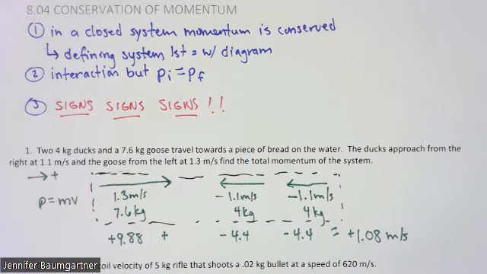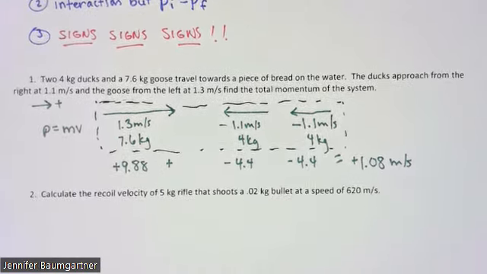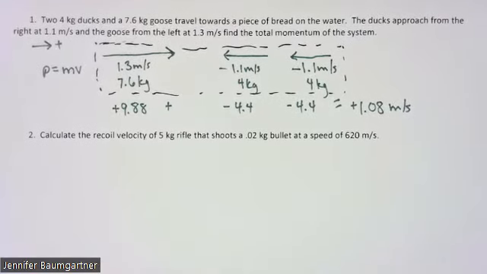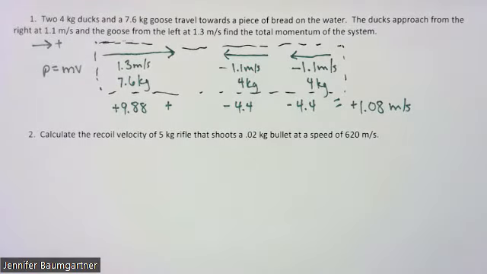So for the next problem, let's look at an example where we actually would have to consider whether or not our momentum is conserved. We're going to calculate the recoil velocity of a 5-kilogram rifle that shoots a 0.02 kilogram bullet at a speed of 620 meters per second.